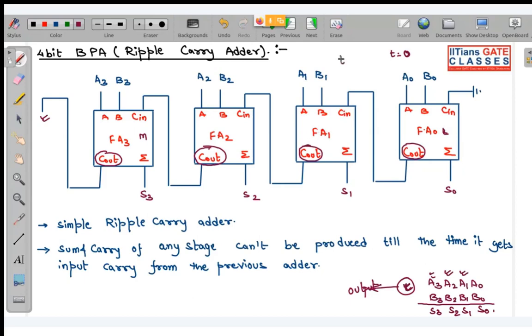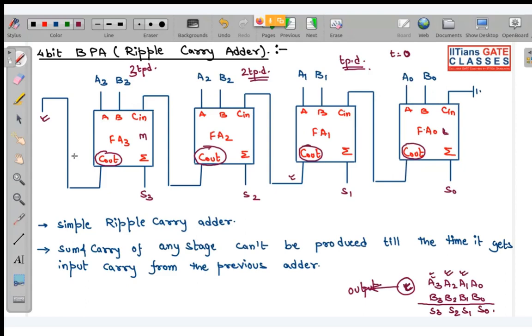Let me assume that it is TPD. After TPD time we get this Cin, and this will produce its Cout after another TPD. So all the inputs here are going to be present at 2 TPD. Similarly, this will produce after 1 more TPD, so the input of this stage will be available after 3 TPD. So there is a finite amount of propagation delay, because my Cout is propagating from one stage to another.